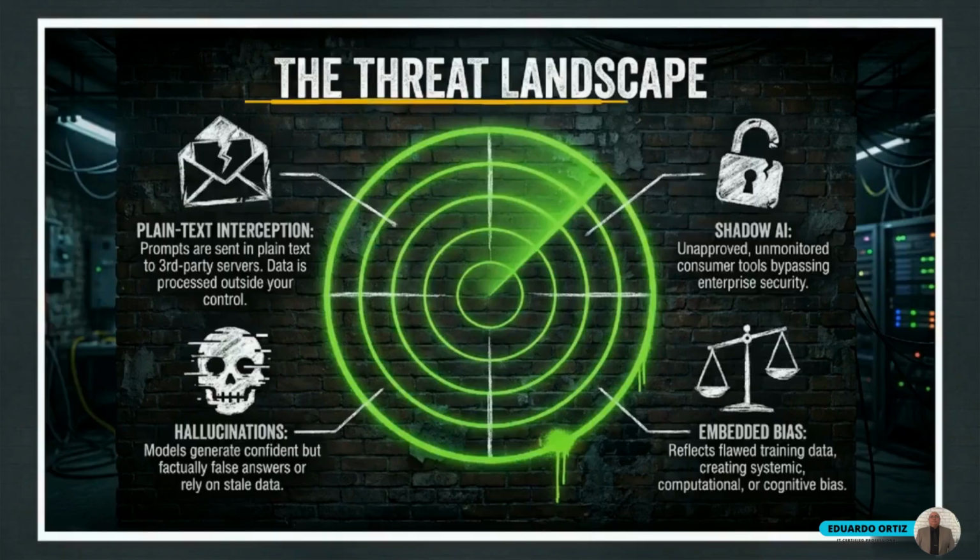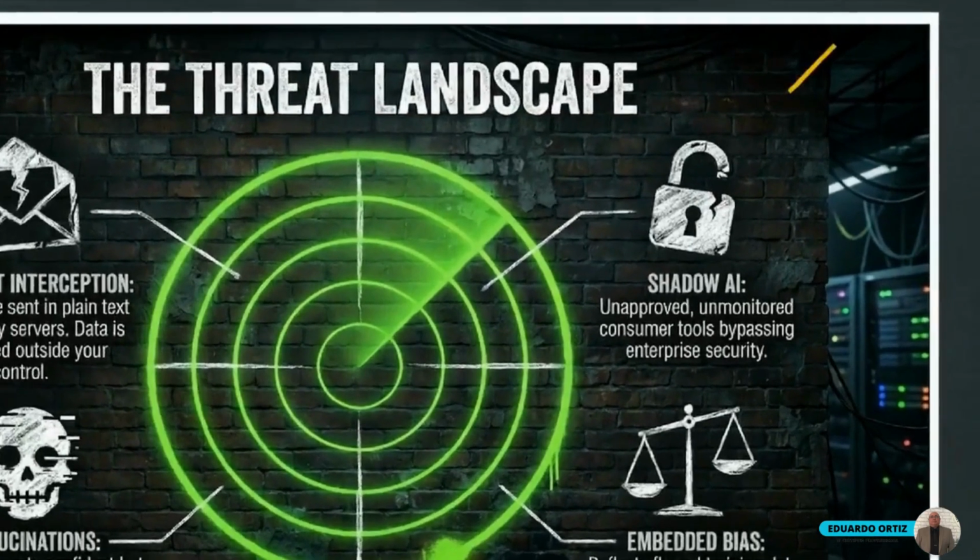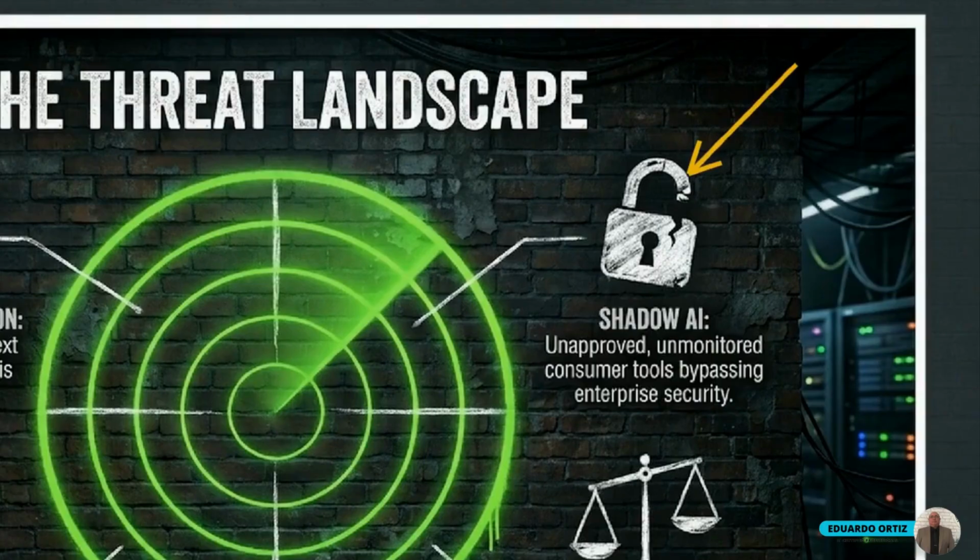Step 1 is mapping the threat landscape. This map identifies the specific risks inherent to generative technology. Shadow AI represents a primary threat, occurring when employees use unapproved consumer tools that bypass enterprise security.